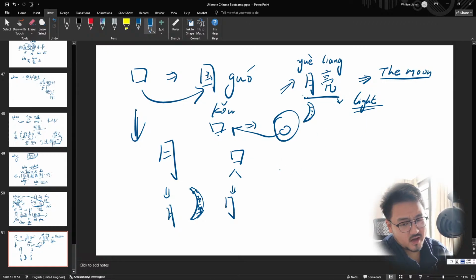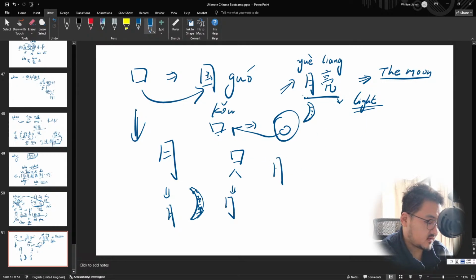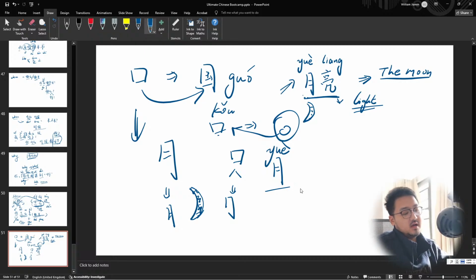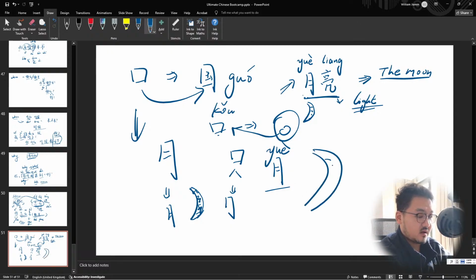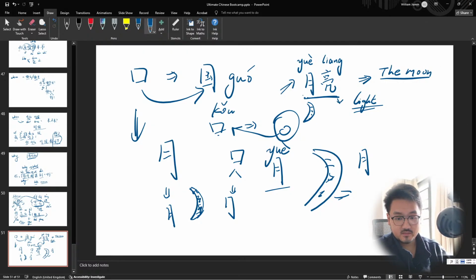But if you look at HSK, it just gives you 月, right? So in order to remember this character, just think of it as a moon shape with some craters on here, and then you change that to 月. Okay, 月亮. Pretty simple.